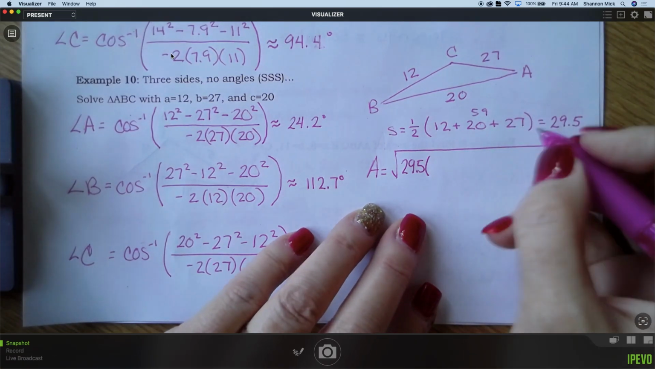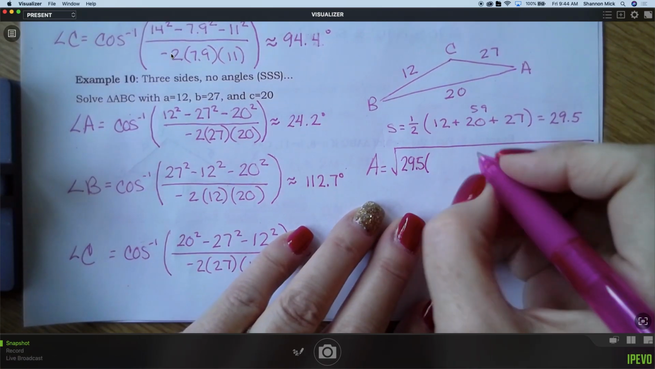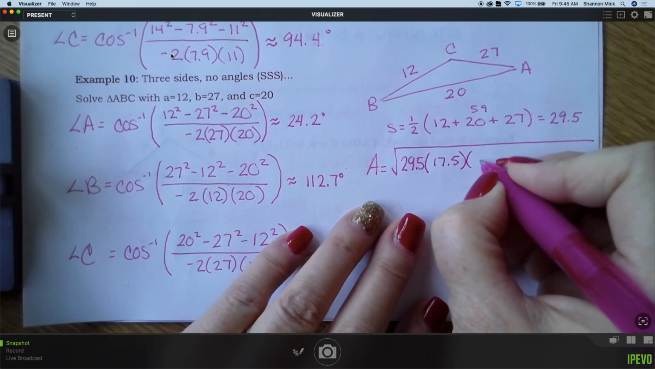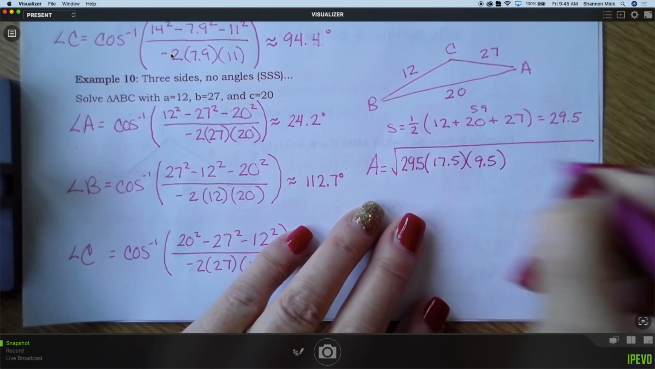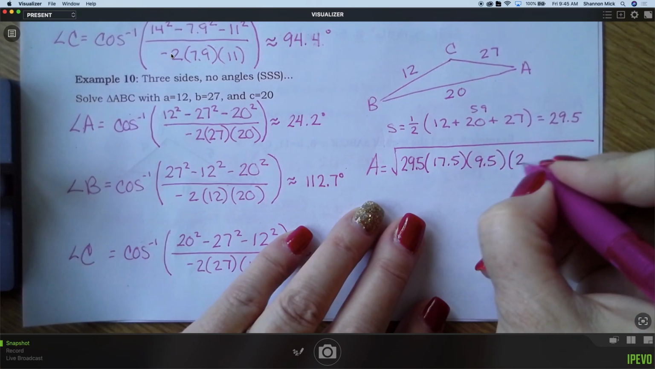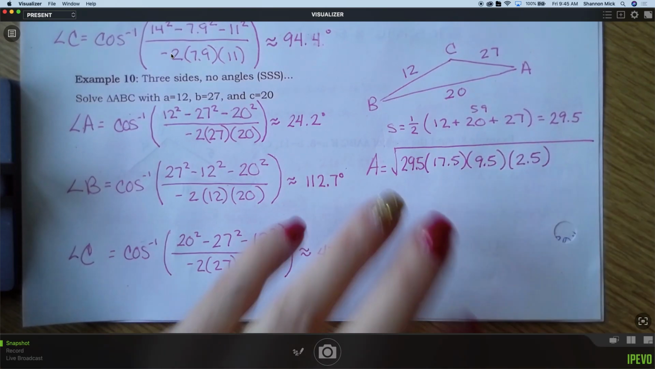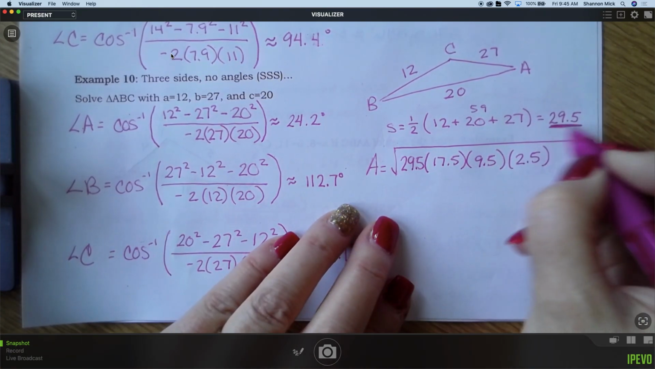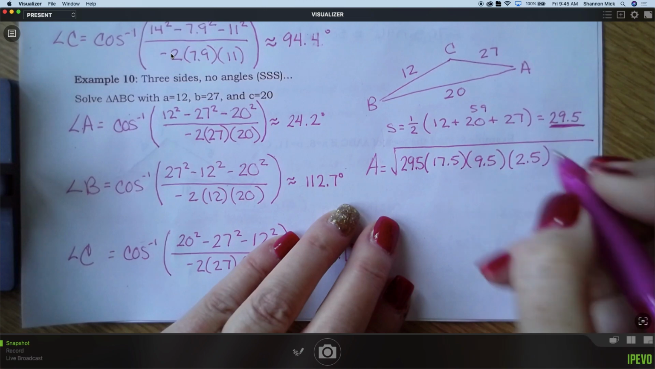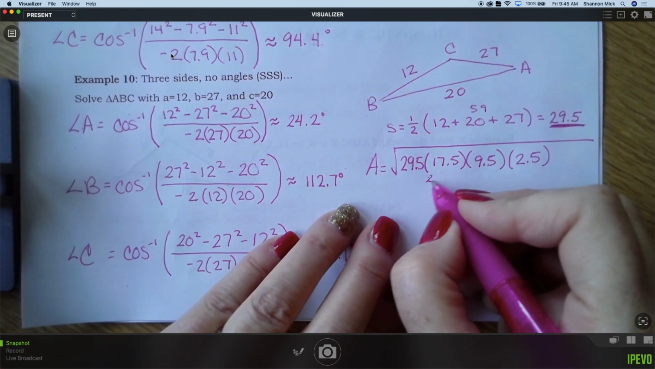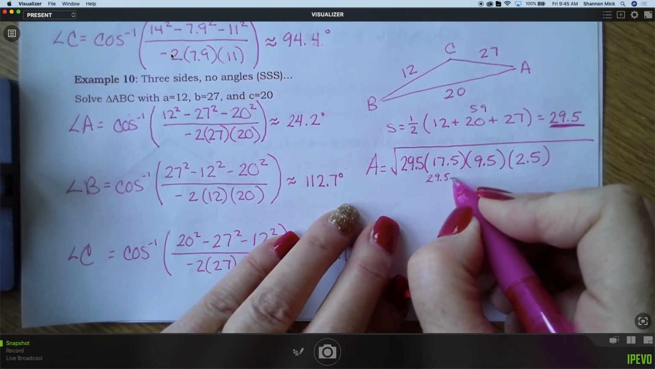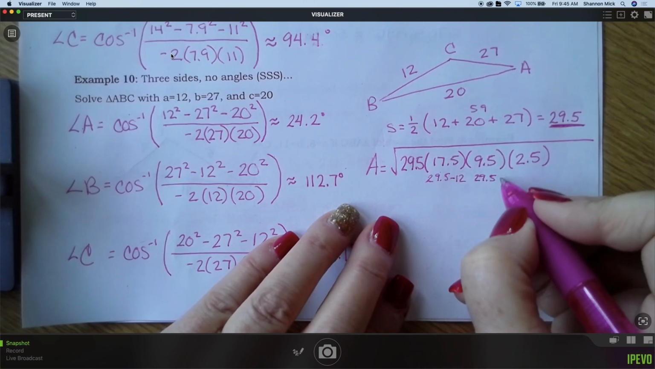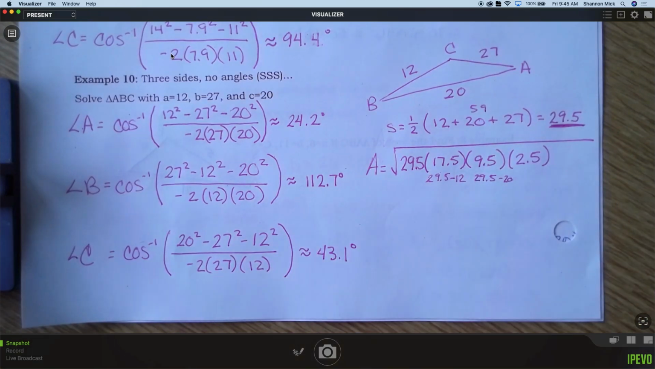Like the difference, right? And I can do those differences mostly pretty good. What, 17.5, 9.5, and 2.5? It's the semi-perimeter minus each side. So 29.5 minus 12, 29.5 minus 20. I didn't have to carry, so I could do those in my head.